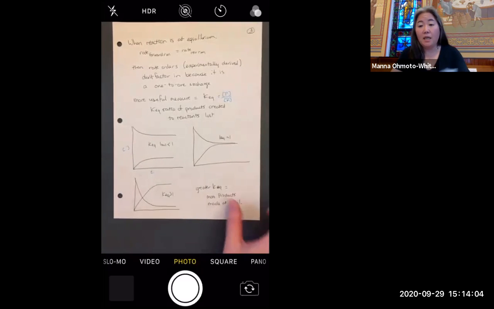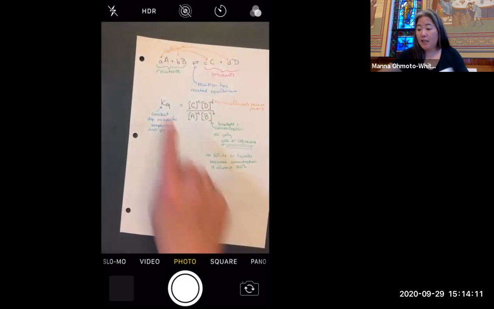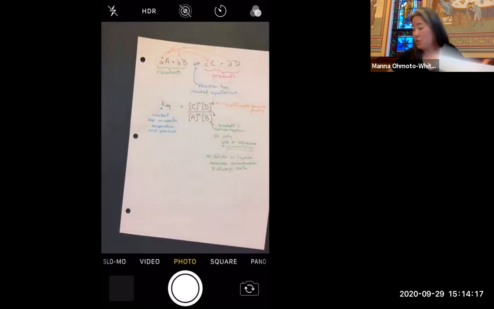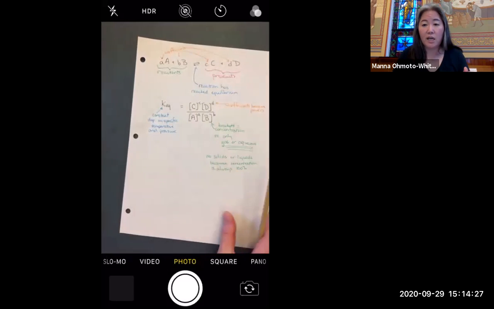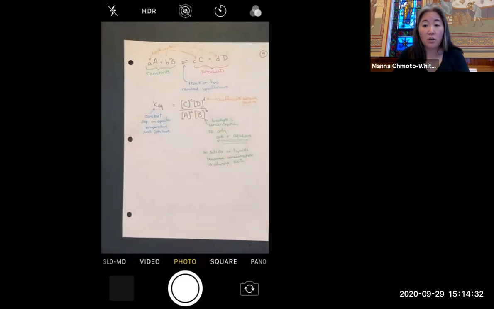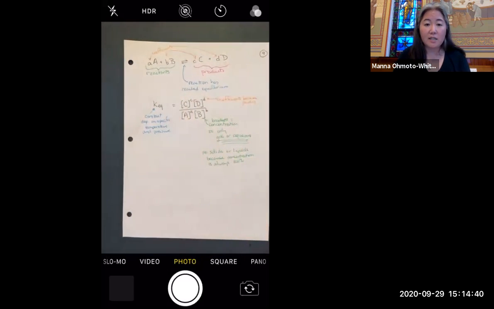So how do I get my KEQ value? If I write my reaction as lowercase a, capital A, plus lowercase b, capital B, and so forth, then my reactants are still on the left side, and my products are still on the right side. So even though I have a forward and a reverse reaction, the things that originally were reactants are still called reactants. Even if I go from my products to create reactants, these are still products, these are still reactants.